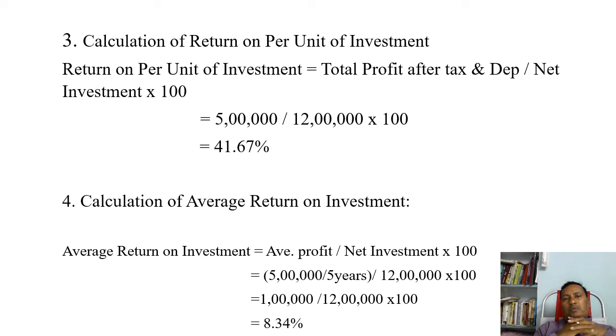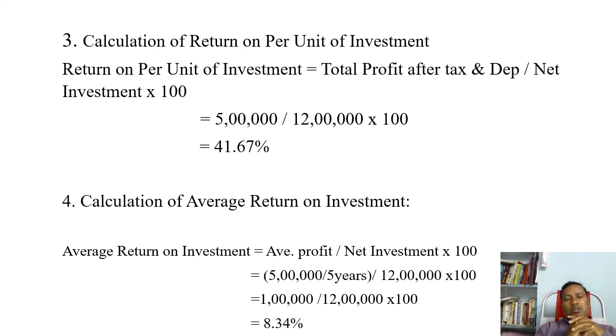So the calculation of return on per unit of investment. When you take per unit, the formula is total profit after tax and depreciation divided by net investment into 100. Net investment is 12 lakh and the total profit is 5 lakh. So 5 lakh divided by 12 lakh into 100, that comes to 41.67%.